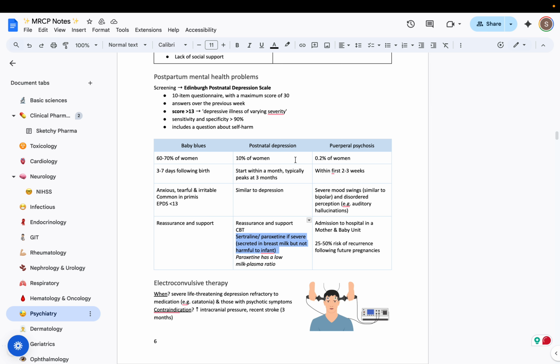For puerperal psychosis, this happens within the first 2 to 3 weeks. It will be severe mood swings and hallucinations or disordered perception, and we have to admit to the hospital in a mother and baby unit.